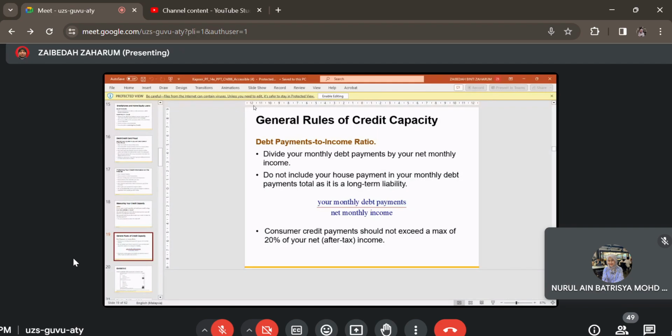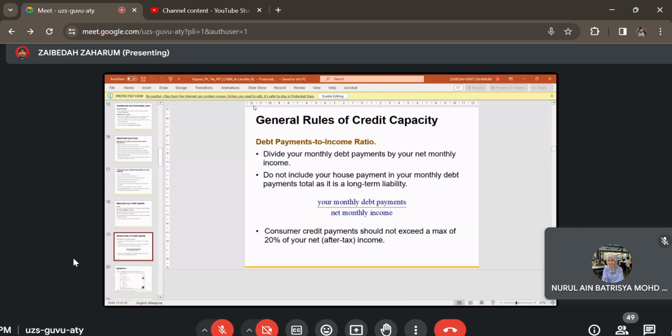close end credit tadi tu. Kita just go to the open credit lah. So dekat sini dia kata do not include your house payment in your monthly debt payment. Sebab apa? Sebab house payment ni merupakan long term liability, di mana repayment due dia tadi more than one year. So kita just focus on the short term liability, di mana the due payment dia tadi is less than 1 year.